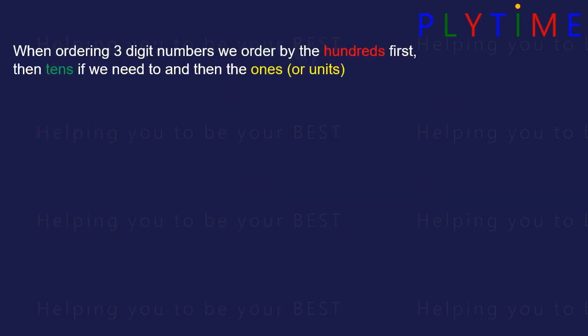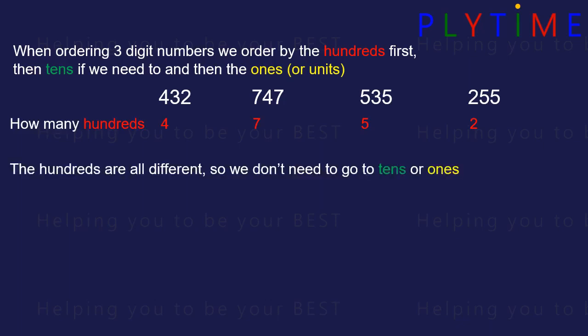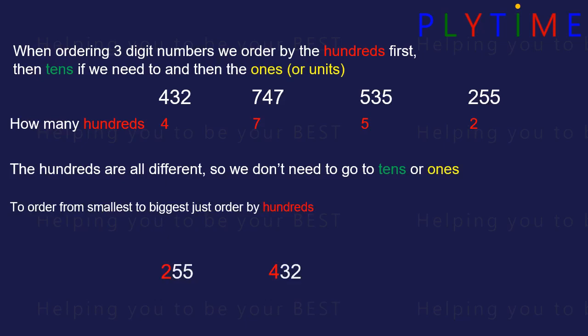When ordering 3-digit numbers, we order by hundreds first, then tens if we need to, and then ones or units. First we'll look at the hundreds: 4, 7, 5 and 2. All the hundreds are different, so we don't need to go down to the tens or ones. We can order from smallest to biggest just by the hundreds. The smallest is 200, then 400, 500 and 700.